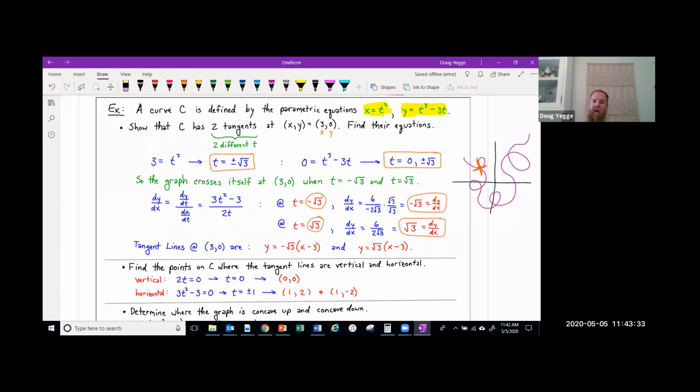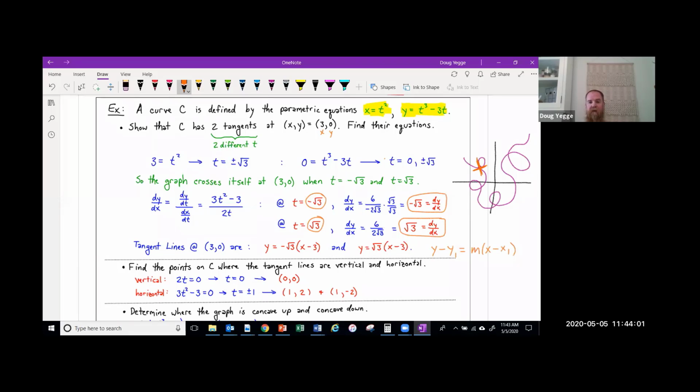Total coincidence, by the way. Don't think that that's always true. This was just a total coincidence that you looked at the t value of negative root 3, and the slope just happened to be the same. You look at a t value of root 3, and the slope just happened to be the same. So if I wanted to find the equations of the tangent lines, just keep in mind that that's y minus y1 equals m times x minus x1.